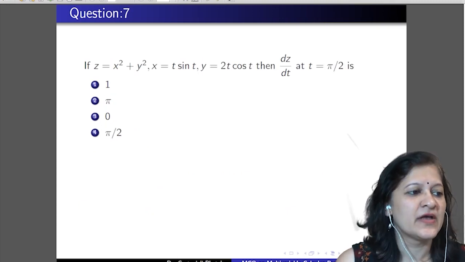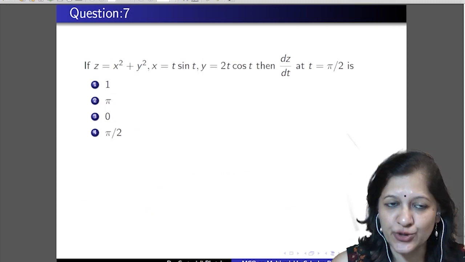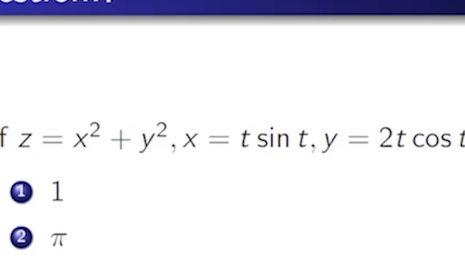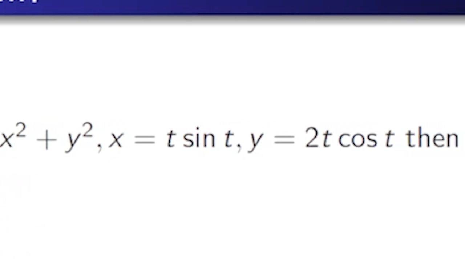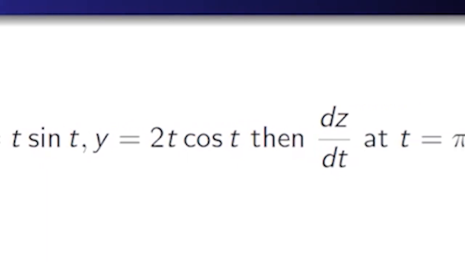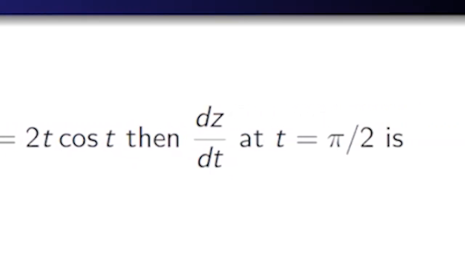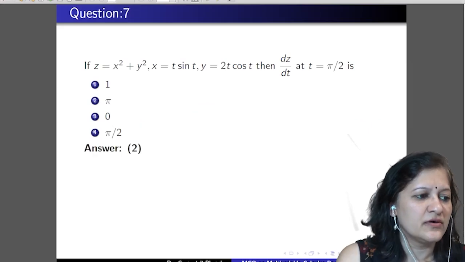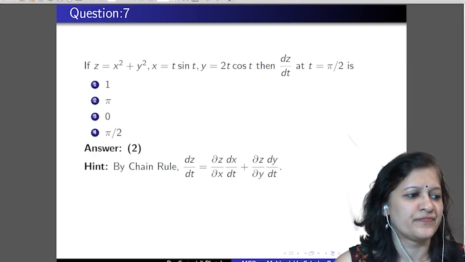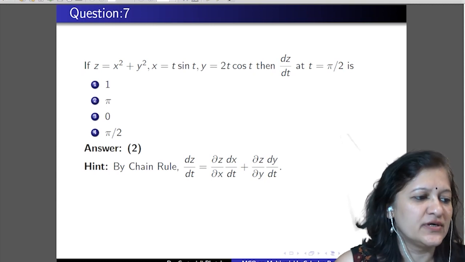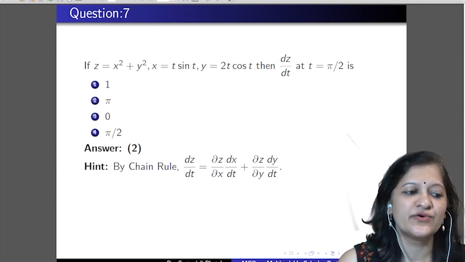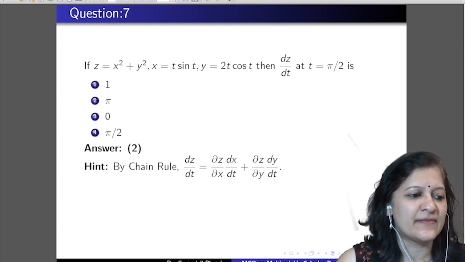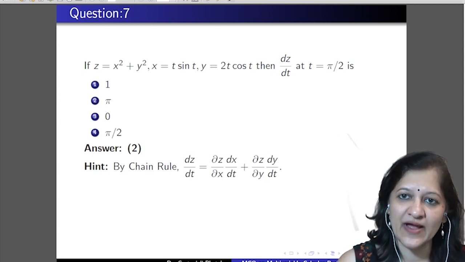Next example, this is based on the chain rule. If z is a function of two variables x and y, and x and y are functions of only one variable t, then we want to find dz by dt at some particular value. So you try the chain rule. By chain rule, dz by dt equal to ∂z by ∂x into dx by dt plus ∂z by ∂y into dy by dt.